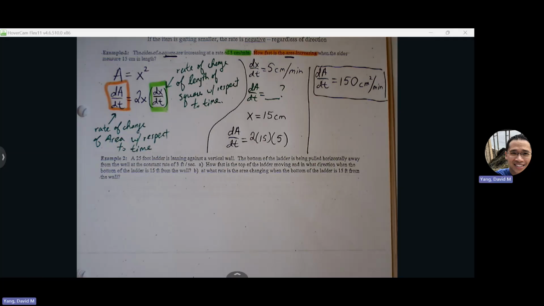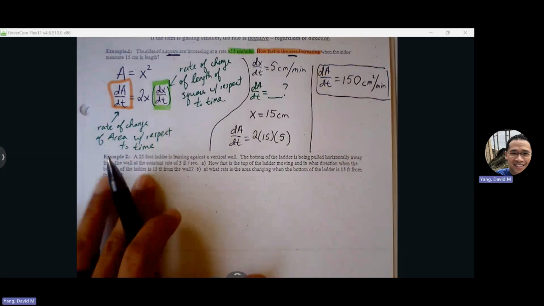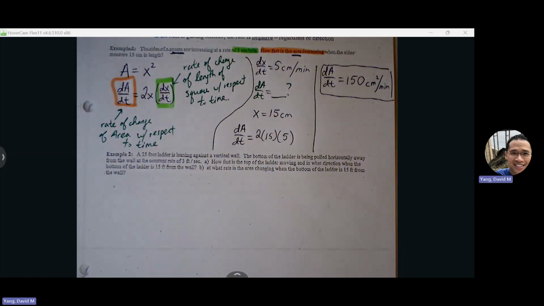All right, example 2. A 25-foot ladder leaning up against the vertical wall. The bottom of the ladder is being pulled horizontally away from the wall at a constant rate of 3 feet per second. How fast is the top of the ladder moving, and in what direction, when the bottom of the ladder is 15 feet from the wall?